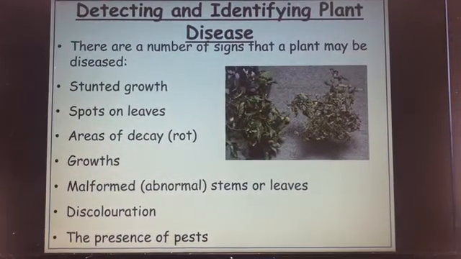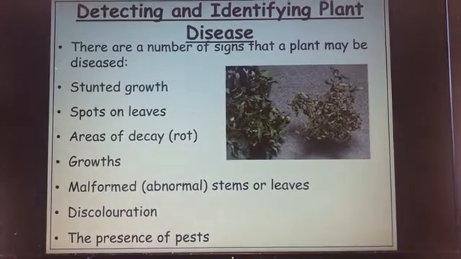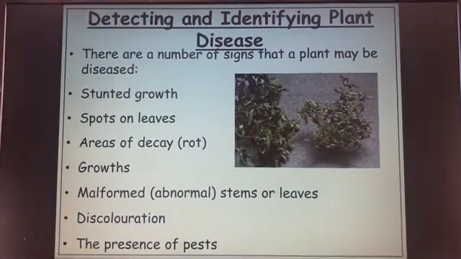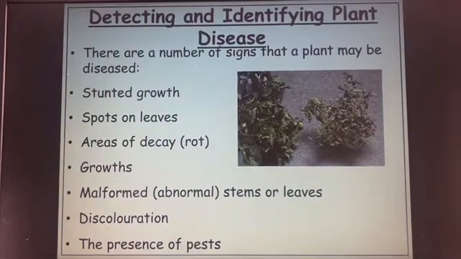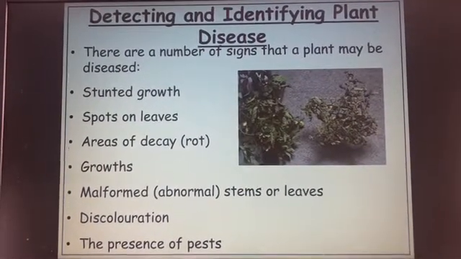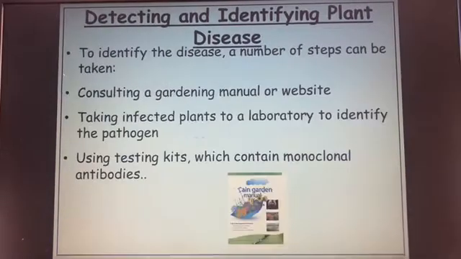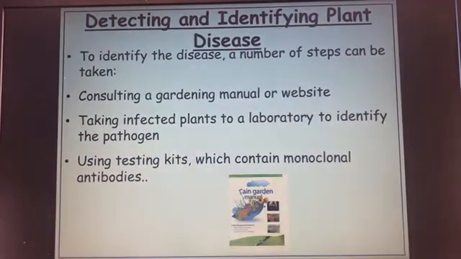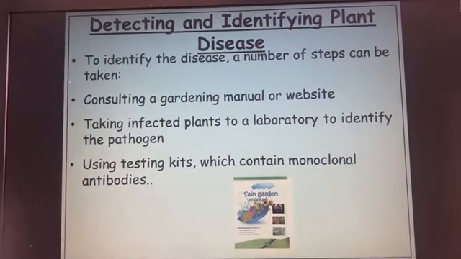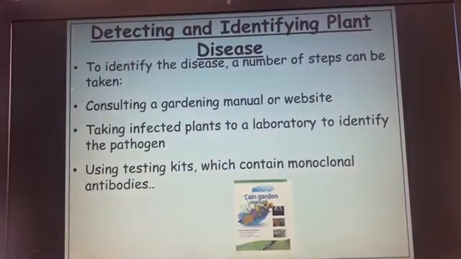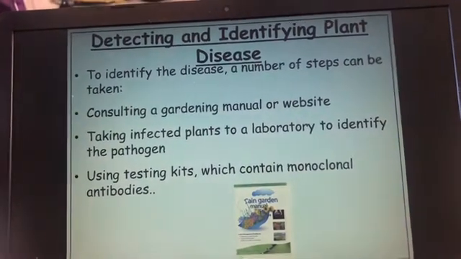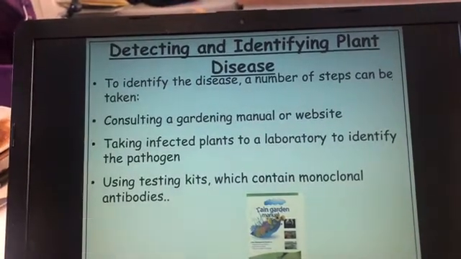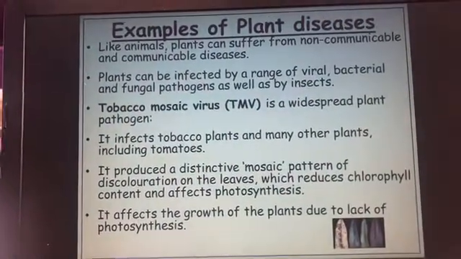So the signs that a plant is diseased would be stunted growth, spots on the leaves, areas of rot or decay, growths, malformed stems or leaves, discoloration, and maybe the presence of pests. To identify a disease, you can take a number of steps. You could look at a garden manual or website. You could take the infected plant to a lab to identify the pathogen, or you could use testing kits which contain monoclonal antibodies.